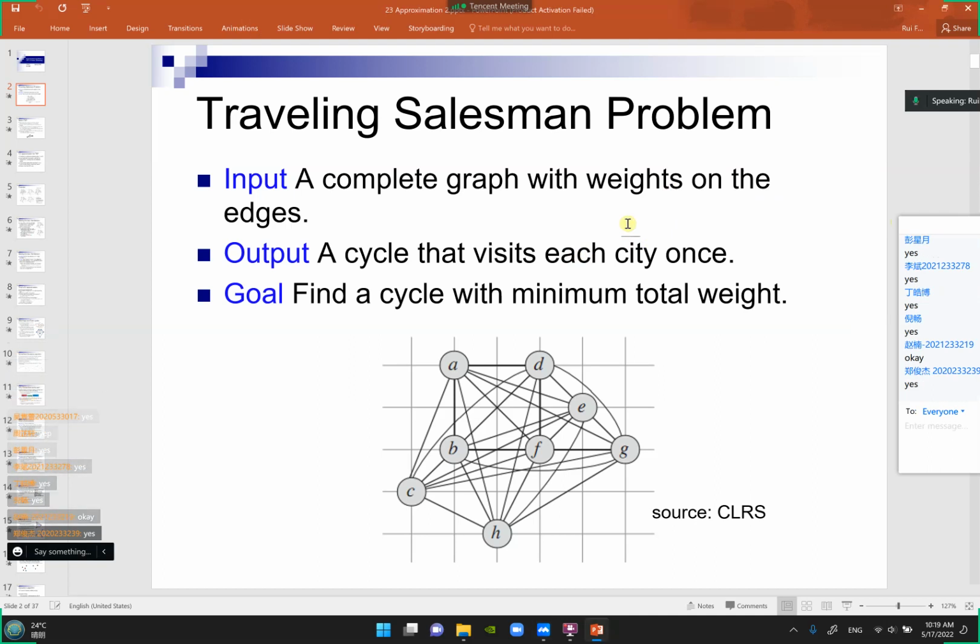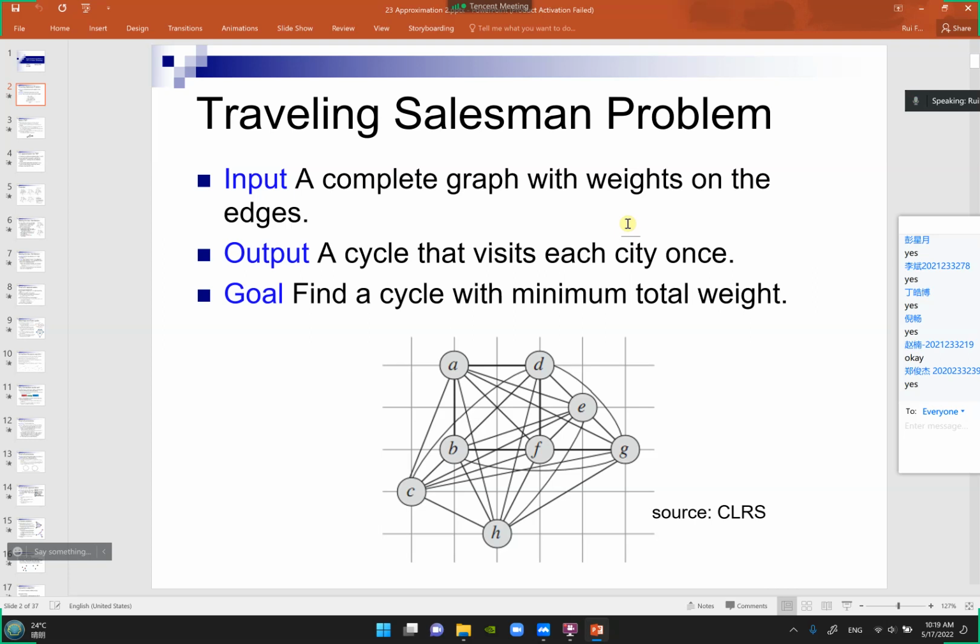All right, so as I was saying, in this TSP problem, we have this complete weighted graph, and we're trying to find a cycle that goes through all of the nodes in the graph exactly once, right? And we want to make sure the cycle has the minimum total weight, where the total weight is simply the sum of all of the edge weights in the cycle.